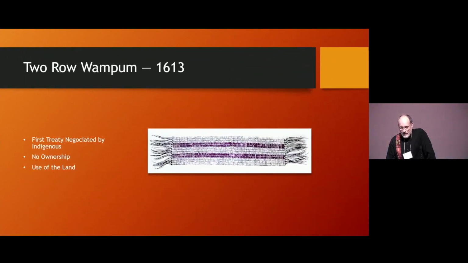Whose land? Well, the first treaty that I'm aware of that was negotiated in Canada, and not only in Canada, but in North America, by indigenous people, I should say, and settlers, was actually the Two-Row Wampum. Now, that doesn't say that the land belonged to anyone. It was an agreement on how to occupy and use the land. It didn't say it belonged to me.